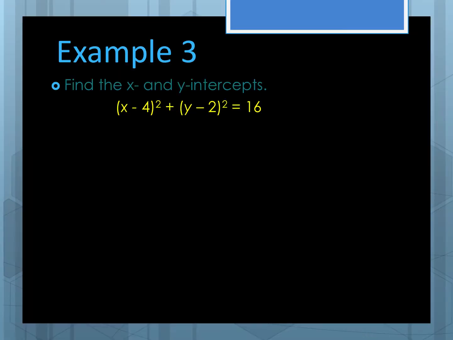All right, example 3 says find the x and y intercepts. This also goes way back. How do we find the x intercepts? Good. Plug 0 in for y. How do we find the y-intercepts? Good. Plug 0 in for x. So I'm going to start by plugging 0 in for y.